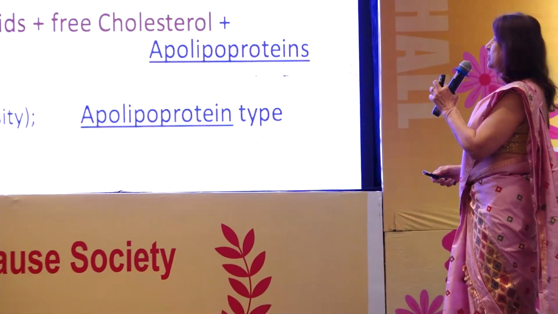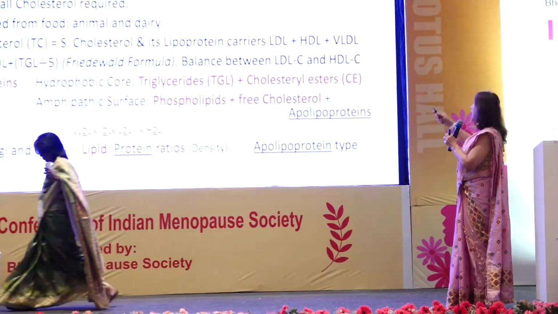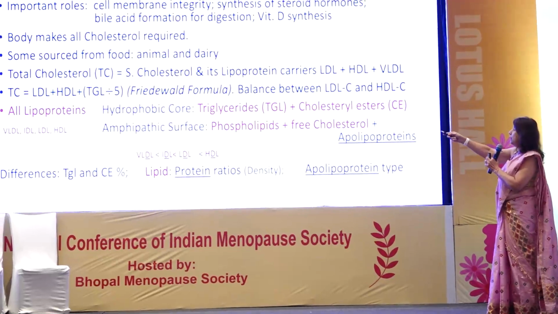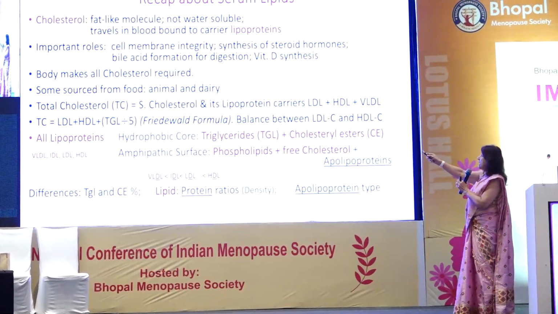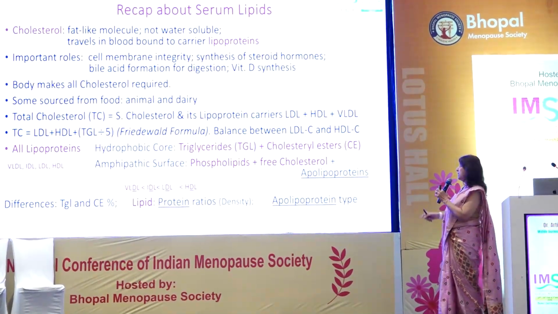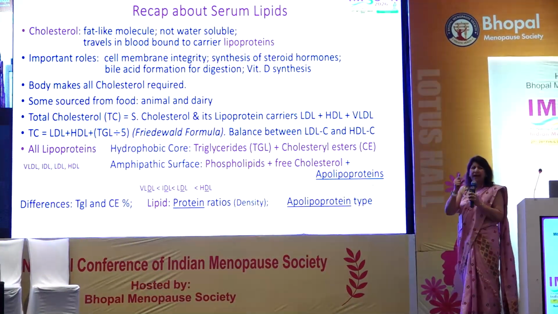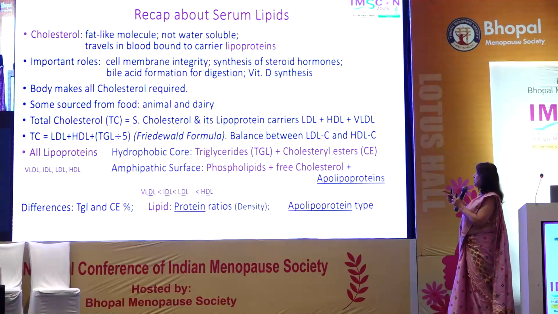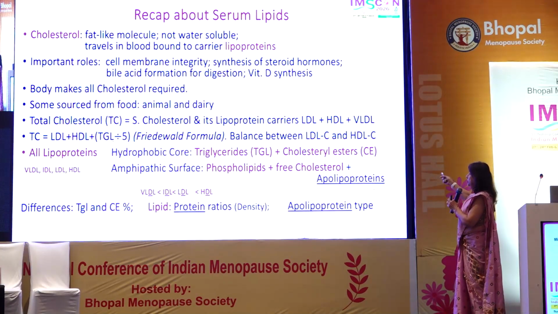So the total cholesterol is actually the serum cholesterol and its lipoprotein carriers. Now you can do it by LDL plus HDL plus that equation, which represents the VLDL. So if you want to find out your VLDL, you do triglycerides divided by 5. But practically speaking, your total cholesterol is actually a balance between LDL and HDL.